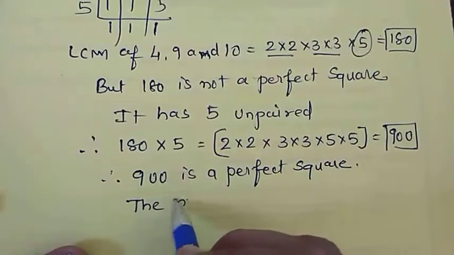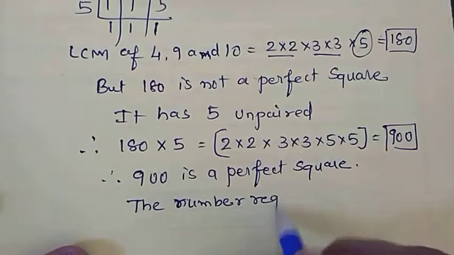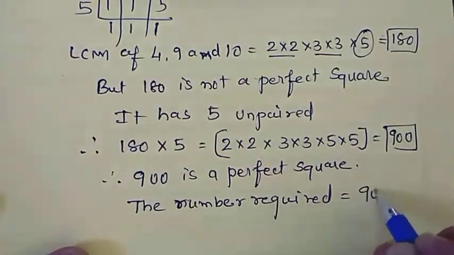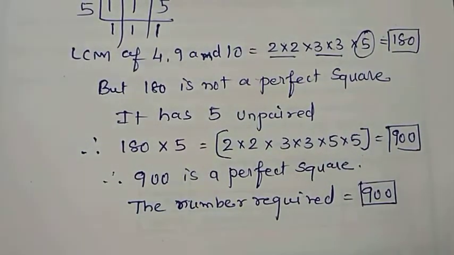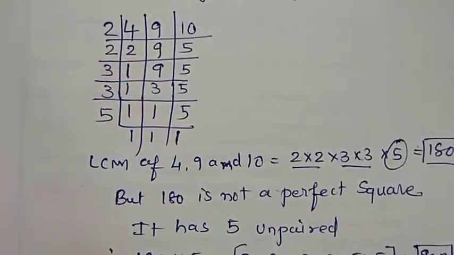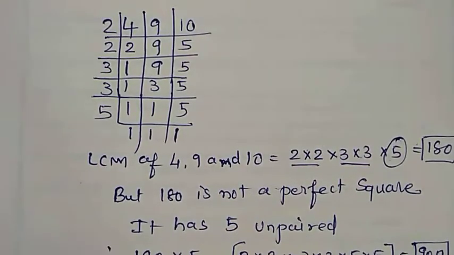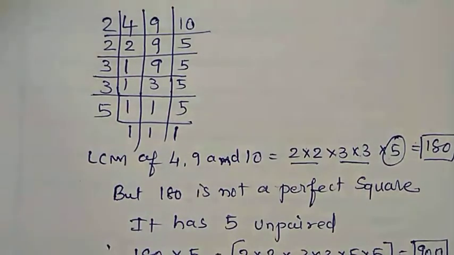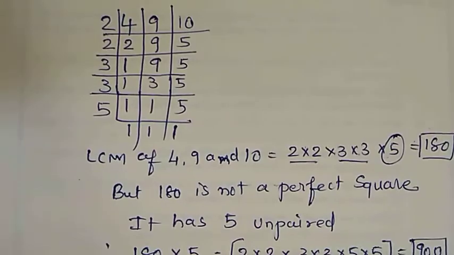The number required is 900. Hope this much is clear to you all. What we did was multiply by what was lacking, as we used to do. So we have got 900. Fine, we will meet in the next lecture with our question number 10. This will be the end of our exercise.